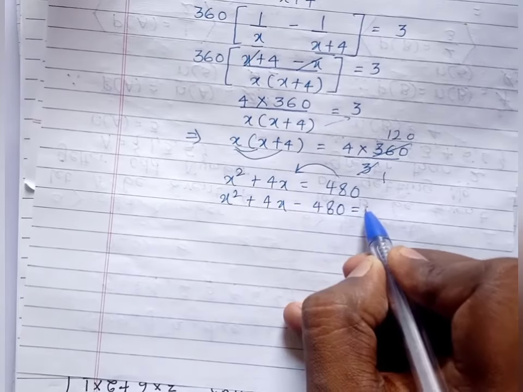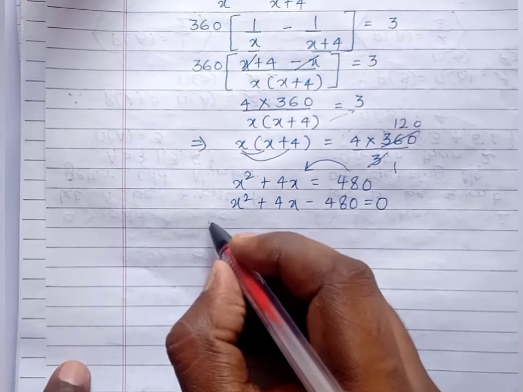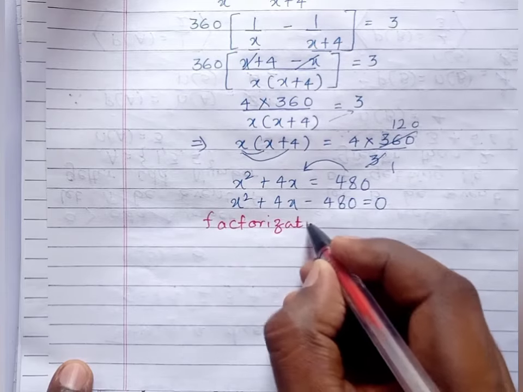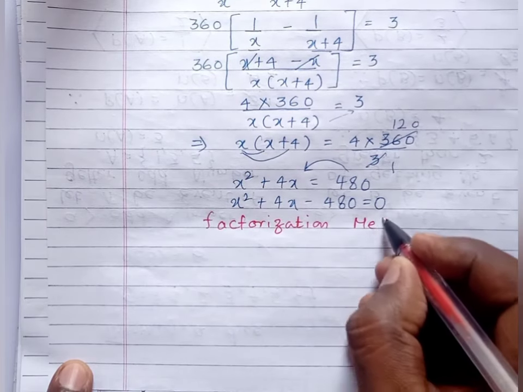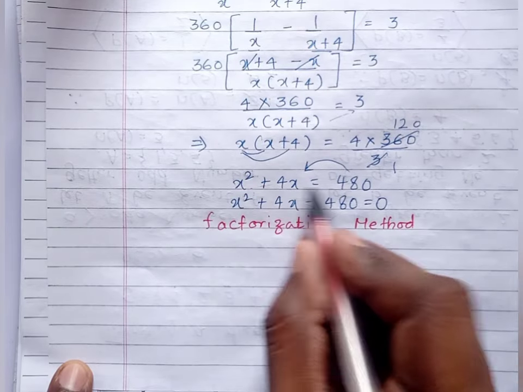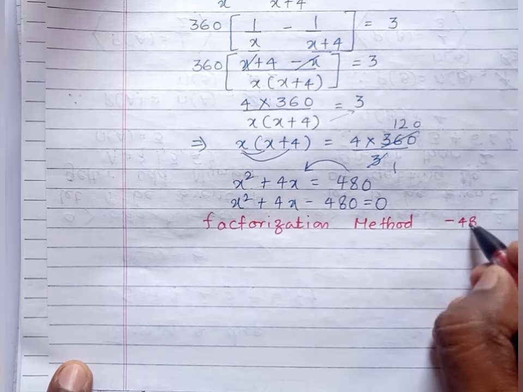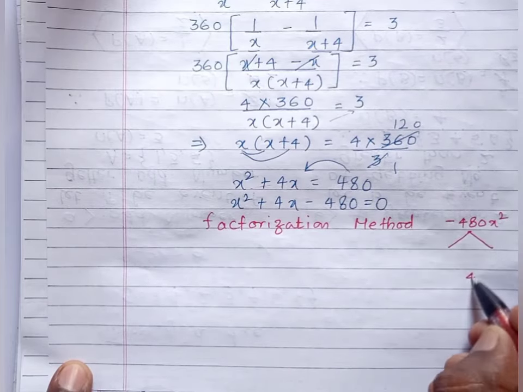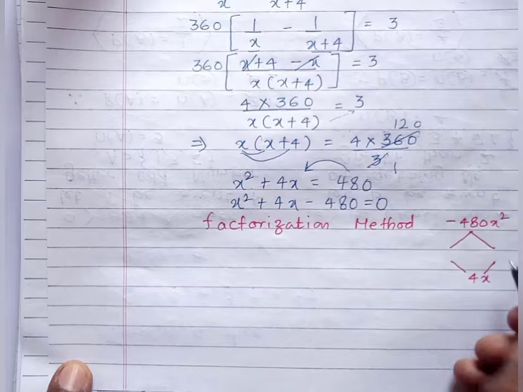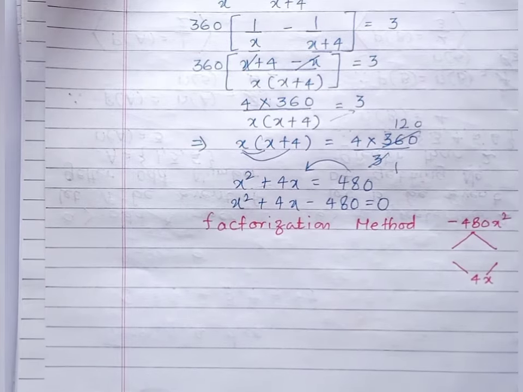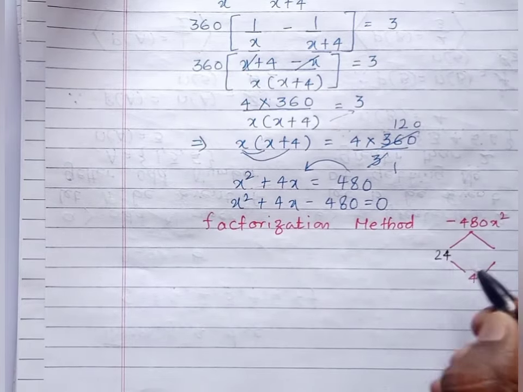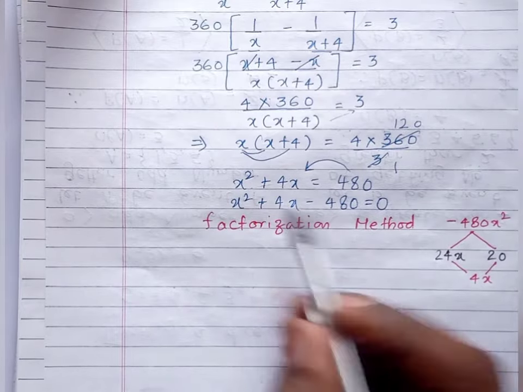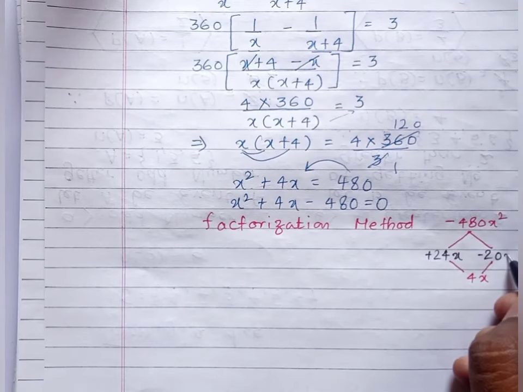Now this can be solved by quadratic formula or factorization. So I'll use factorization method. Try using quadratic formula also. Now multiply first term and last term, what you get? Minus 480 x square. Now if you multiply, you should get minus 480 x square. If you add, you should get 4x. The numbers can be 24x and 20x. Since the middle term is positive, I'll take the bigger number as positive and the smaller number as negative.